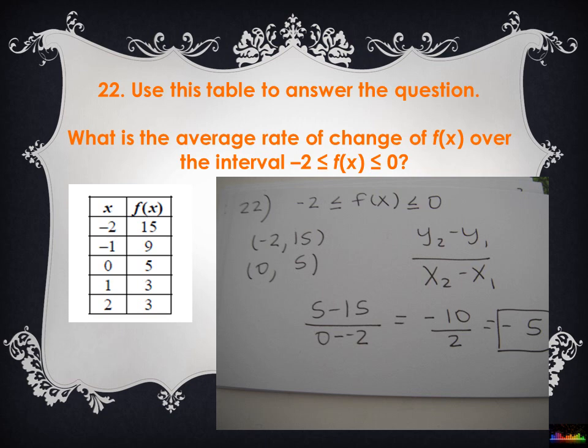We will then plug that into the average rate of change formula, or the slope formula, which is y2 minus y1 over x2 minus x1. You can plug this into the calculator using the fraction button, and you will get your average rate of change to be negative 5.